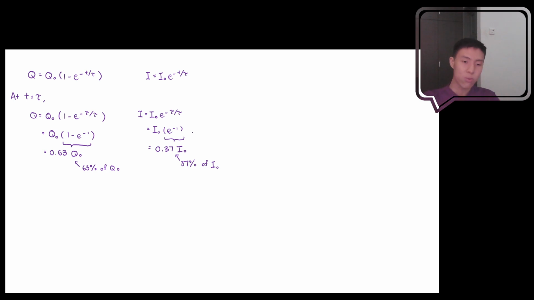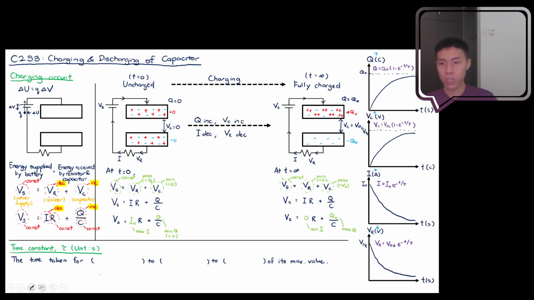Looking at these two workings, we can say that when we charge for a time which is tau, if you check the charge stored at that moment, you find that it has already reached 63% of the maximum. So it's 0.63 of Q naught. At the same timing, tau, if you check the voltage across the capacitor, you also see that it is 0.63 of V naught C.